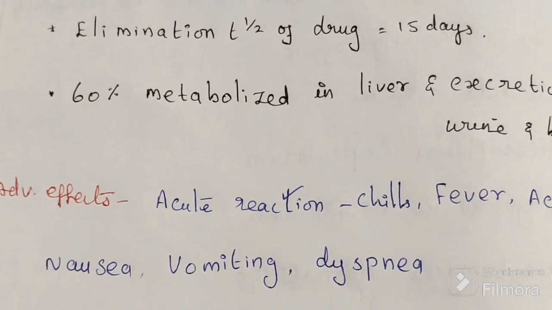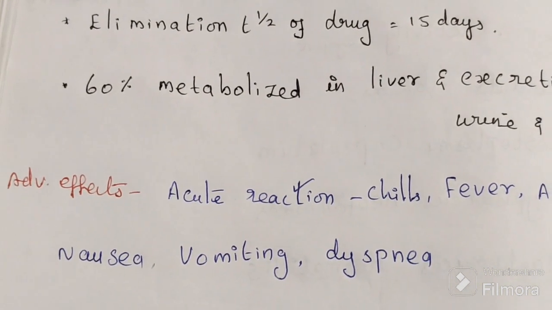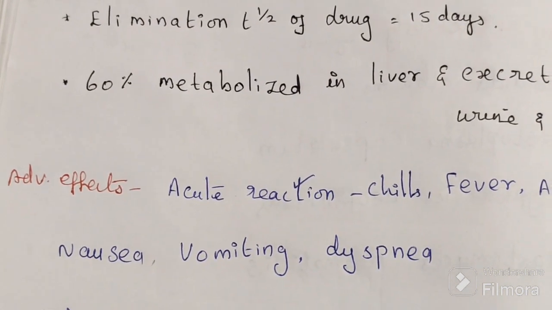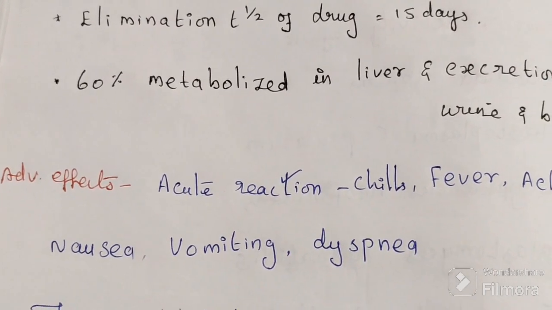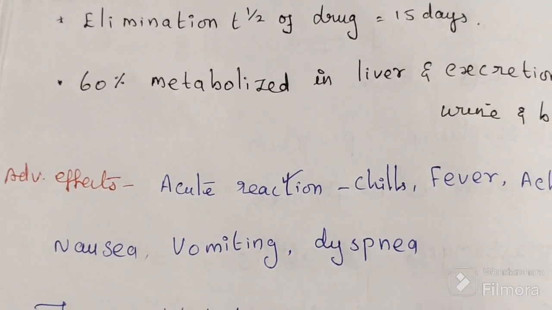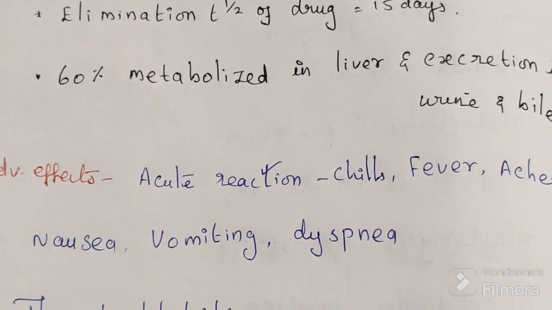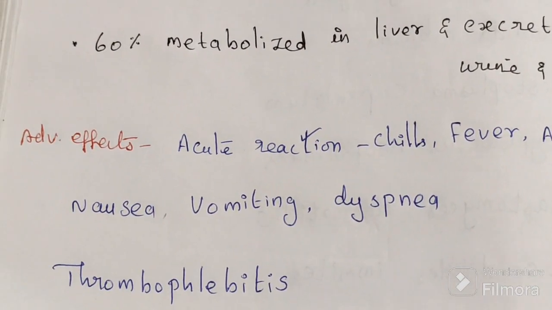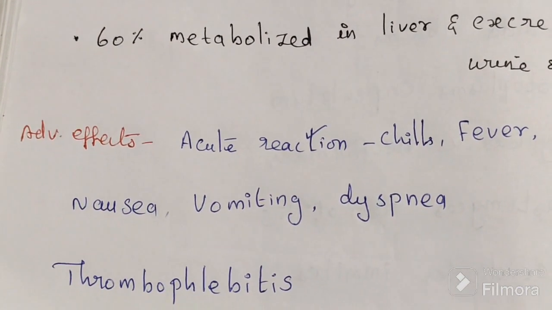The adverse effects of amphotericin B: acute reactions, chills, fever, aches, nausea, vomiting, dyspnea, then thrombophlebitis.